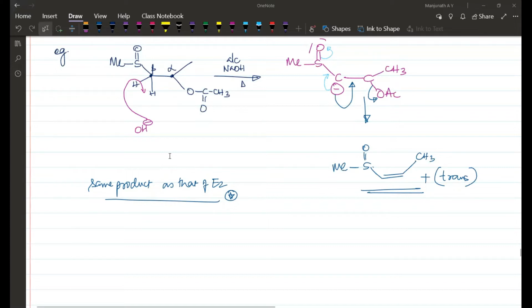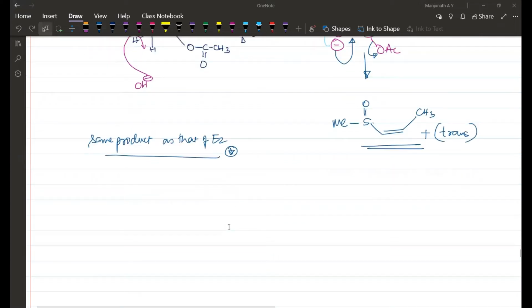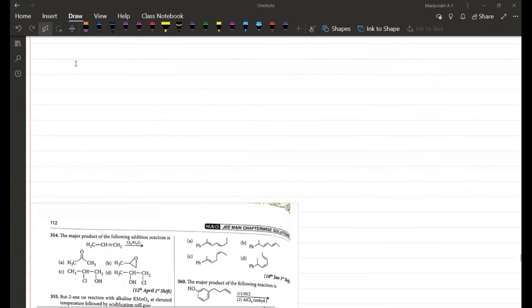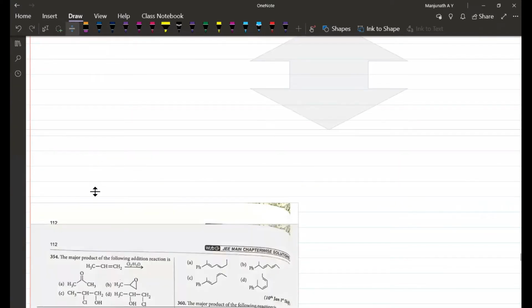Yeah. So we move on to the next type of reactions. Elimination is over. Now we will do addition reaction, addition and rearrangement. If we do this much, it's actually over. Then we move on to haloalkanes and haloarenes.